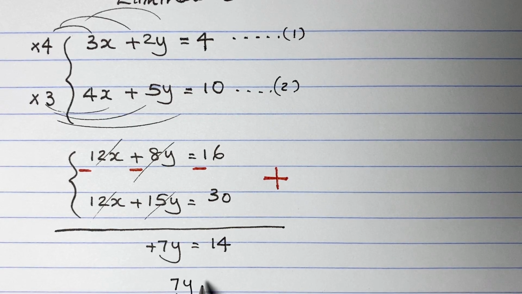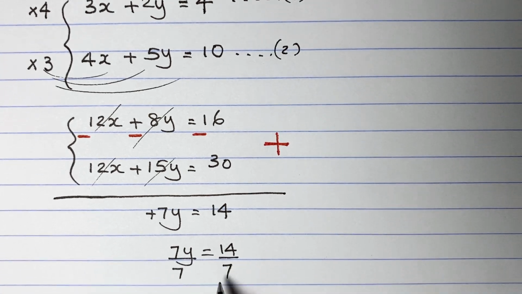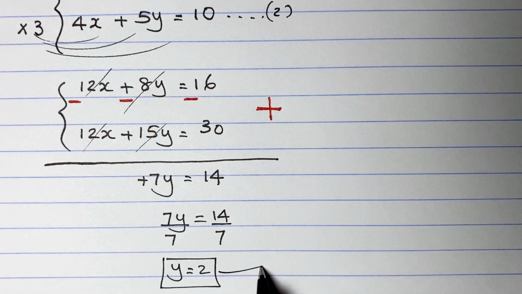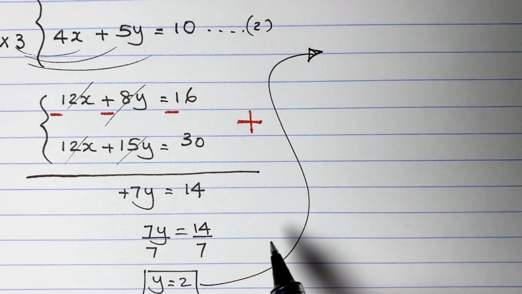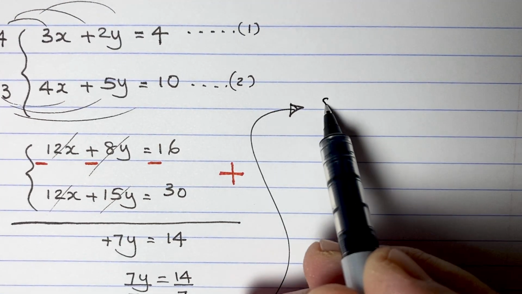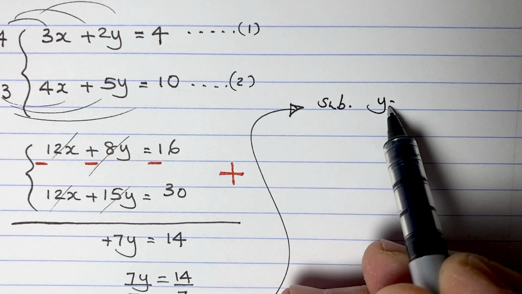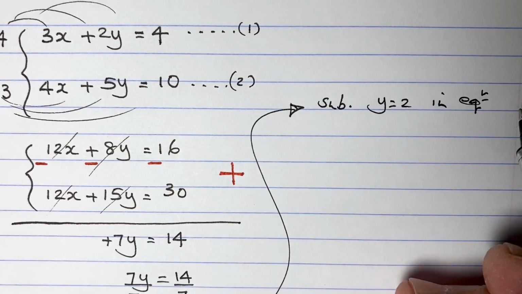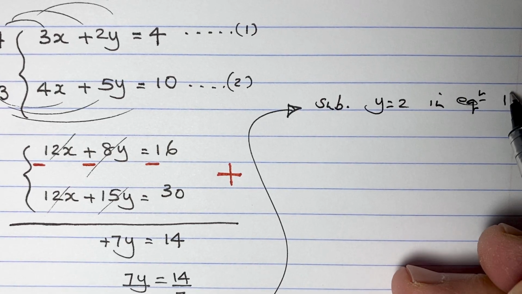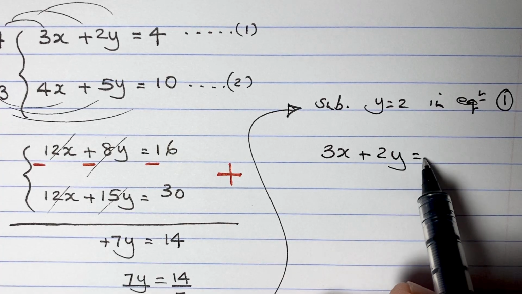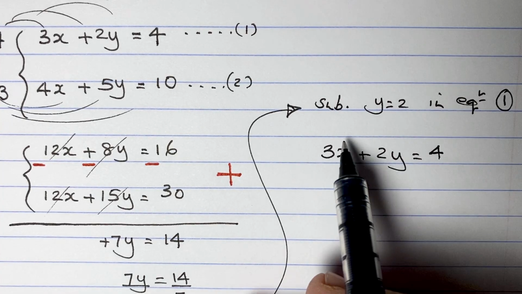Then we divide both sides by 7. So y equals 2. Then you can go and substitute as before in one of the original equations. In this case, sub y equals 2 in equation, say, 1. You have got a choice. 3x plus 2y equals 4. Original equation 1. Replace y is 2.